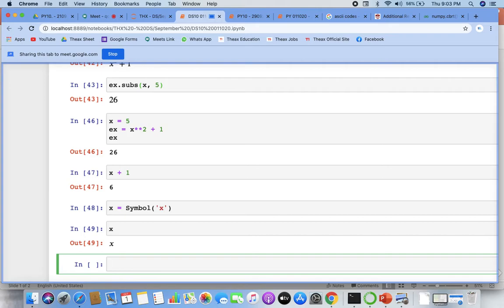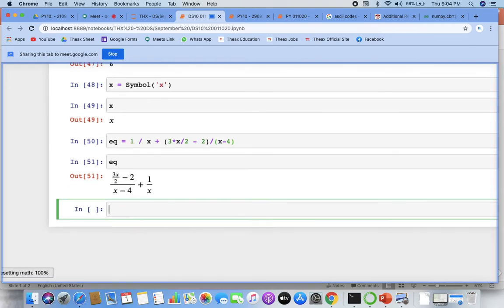Okay. So let's take an equation. So my equation is 1 by x plus 3 multiplied by x by 2 minus 2 divided by x minus 4. So this is a pretty big equation. This looks like 3x by 2. What is the solution if I solve this? Quick. What could be the solution if we solve this?